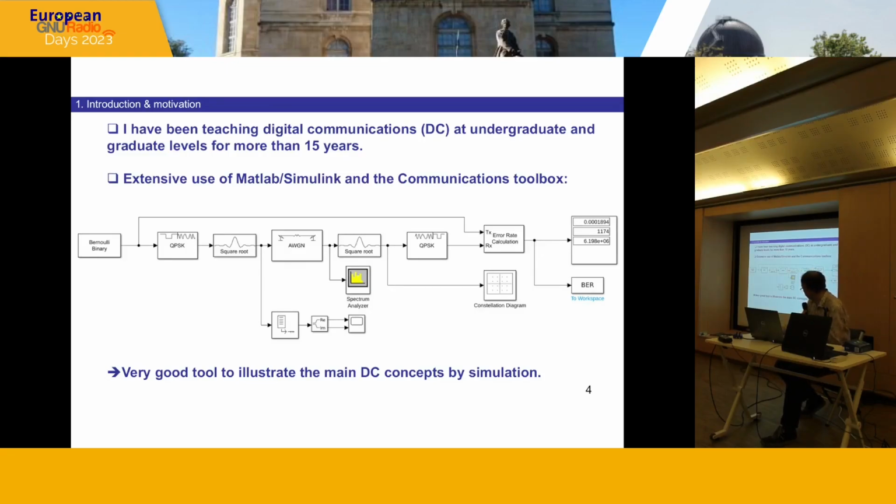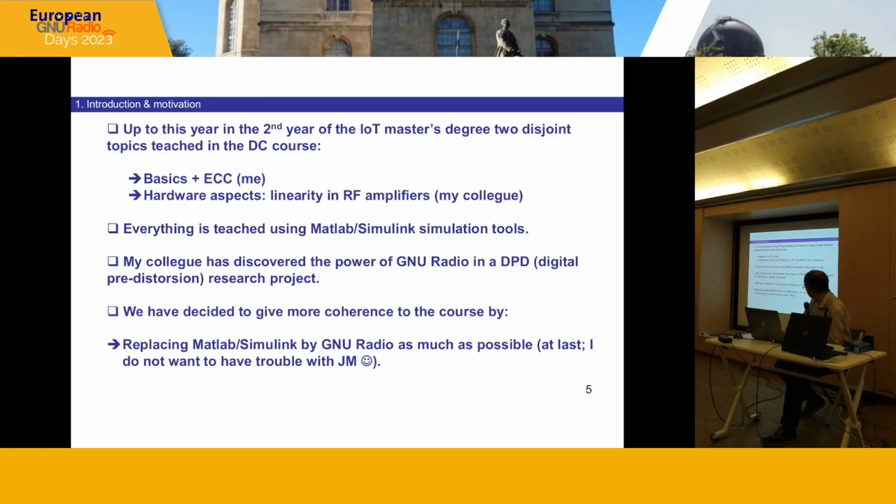So up to this year, in the second year of the IoT master's degree, we've got two disjoint topics really taught in this digital communication course. So all the basics of digital communication plus error correcting codes. This is my part. And my colleague deals with the hardware aspects, especially the linearity in RF amplifiers.